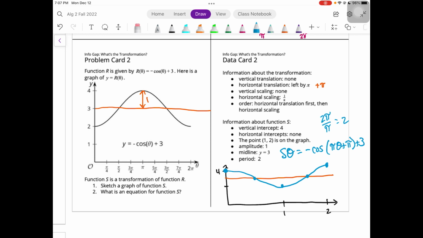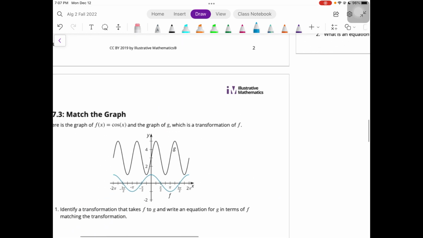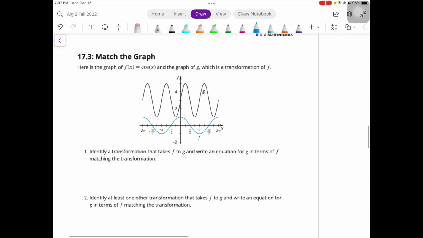All right, let's take a look at 17.3, match the graph. All right, so identify a transformation that takes f to g and write an equation for g in terms of f matching the transformation.